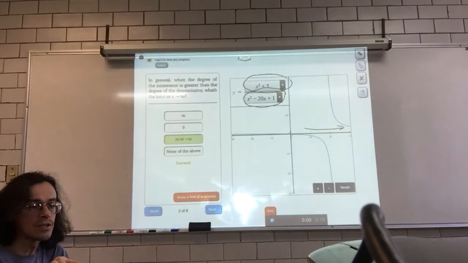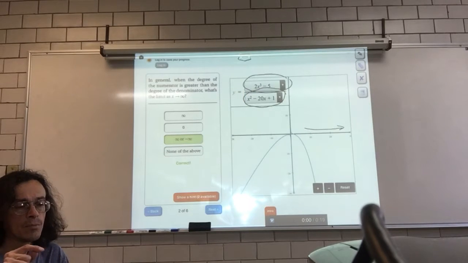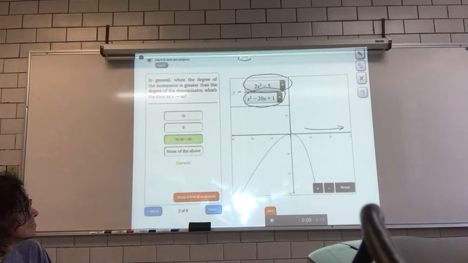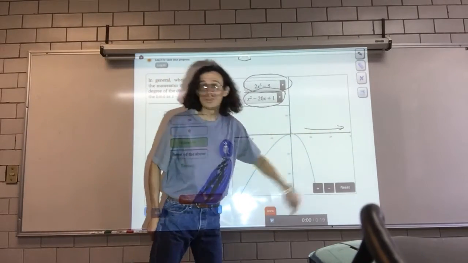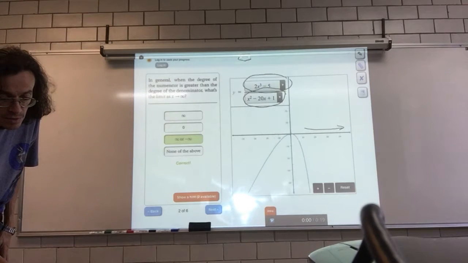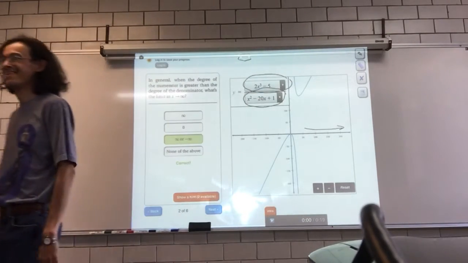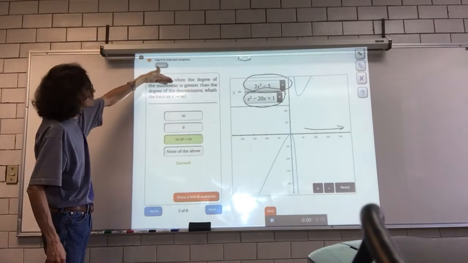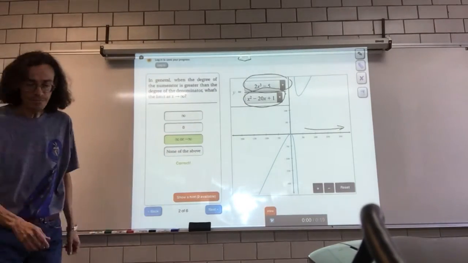Vamos a ver. Dicen cuando el orden del numerador es mayor. Voy a cambiar la función del numerador con una cúbica. ¿Y qué es lo que sucede con la gráfica? Pues puede ser negativo o puede ser positivo. ¿Y si las dos son cúbicas? No, está planteando aquí si el orden del numerador es mayor que el denominador. Primer caso. ¿Ok?